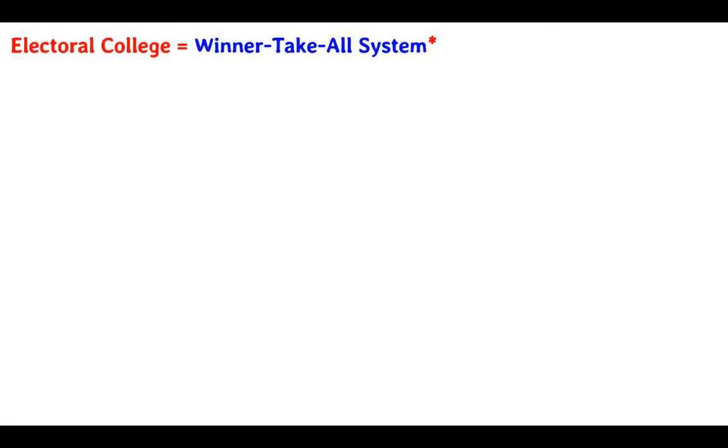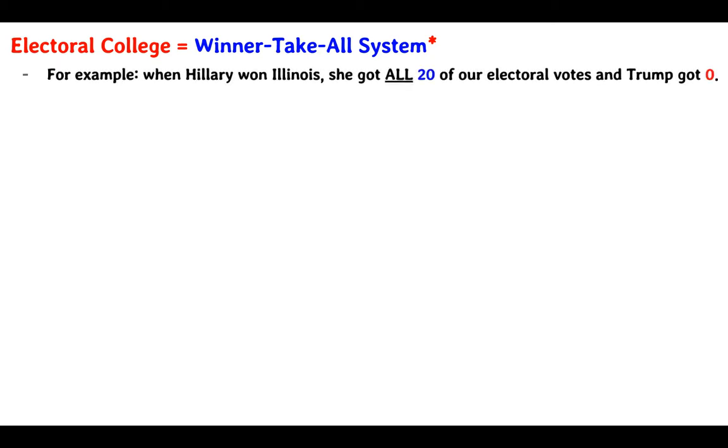Our electoral college math on page 1. So the electoral college system is something that we call a winner take all system. It's a really important 3-word phrase that we know, winner take all. So what that means is, when Hillary won Illinois, she got all 20 of our electoral votes and Trump got 0. Certainly Trump got millions of people in Illinois who voted for him, but he didn't get enough to get the majority, and therefore he got 0 and Hillary got all 20.